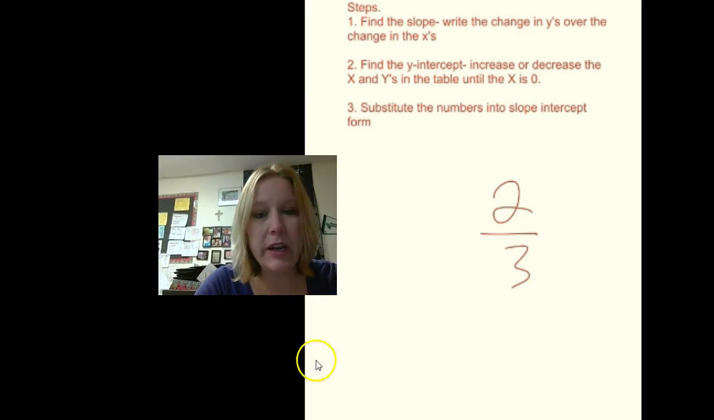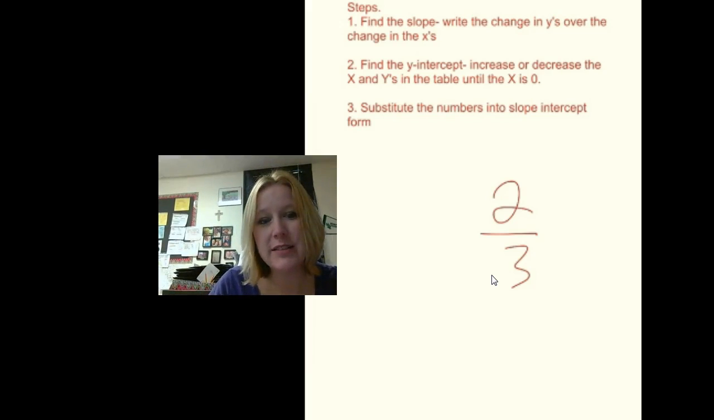You've got your 2 over 3 as an example of your slope in slope-intercept form, because that's AB form. Your slope needs to be written as a fraction in AB form, because then you'll find what your rise and your run is when you're walking through it.